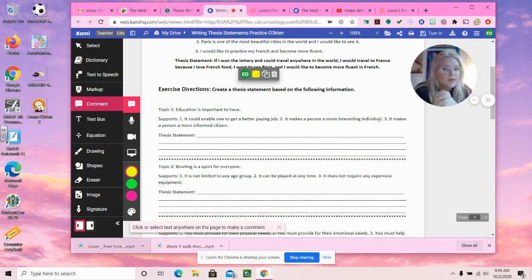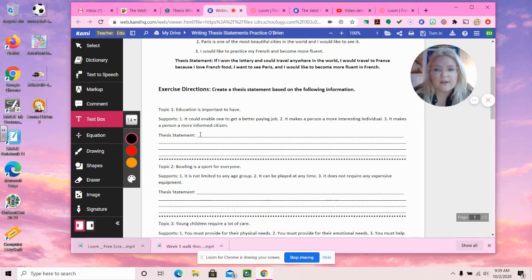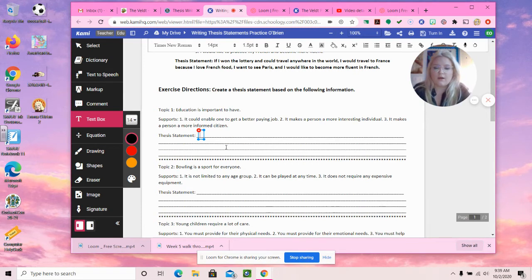So we might have to change the tenses to make sure that they match up into the right tense, so they're all in the same sentence together, so they work, they fit and they flow. So let's take our text box here and let's click. So education is important to have because it makes it easier to get a higher paying job. Reason one. You see how I kind of made it into my own words there?